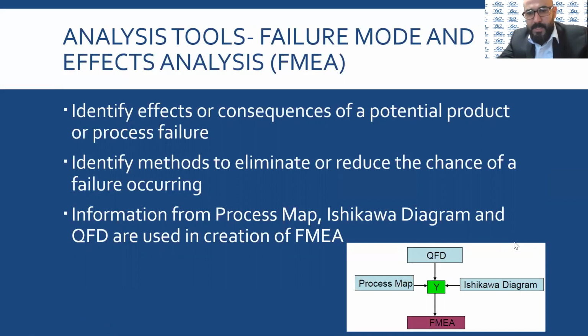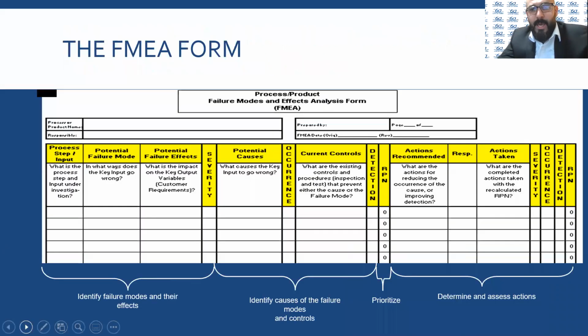We identify methods to eliminate or reduce the chance of getting a failure. Information from the process map, Ishikawa diagram, and QFD is used to create the FMEA, the Failure Mode and Effect Analysis. Okay, so let's take a look at this diagram. This is just to let you know that we could construct the FMEA using input from the process map, QFD, or Ishikawa diagram. Use all this information to build the Failure Mode and Effect Analysis.